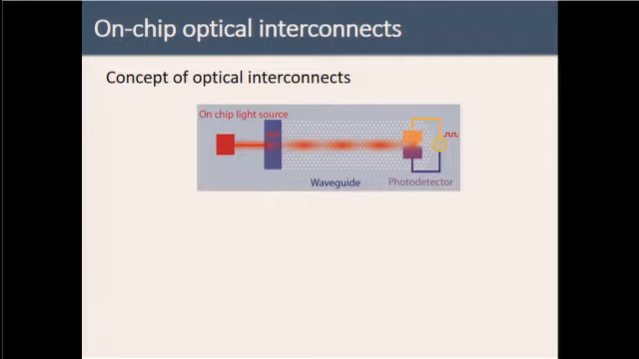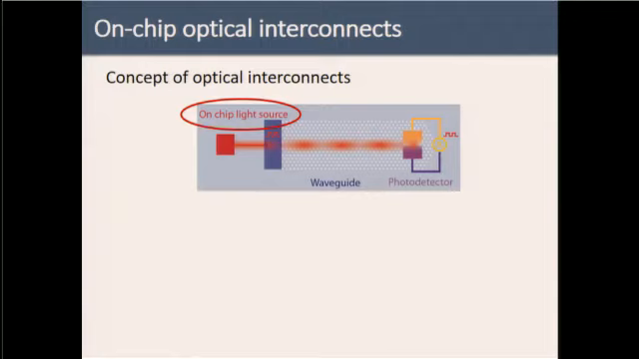The concept of this optical interconnect is simple. Firstly, you have an on-chip light source. Then the light goes through, for example, an optical modulator, and the modulator will add information onto this light. The light can travel through a waveguide, and at the destination, it can be converted back to an electronic signal by using a photodetector, or it doesn't have to. But here, one key component for this optical interconnect is the on-chip light source.